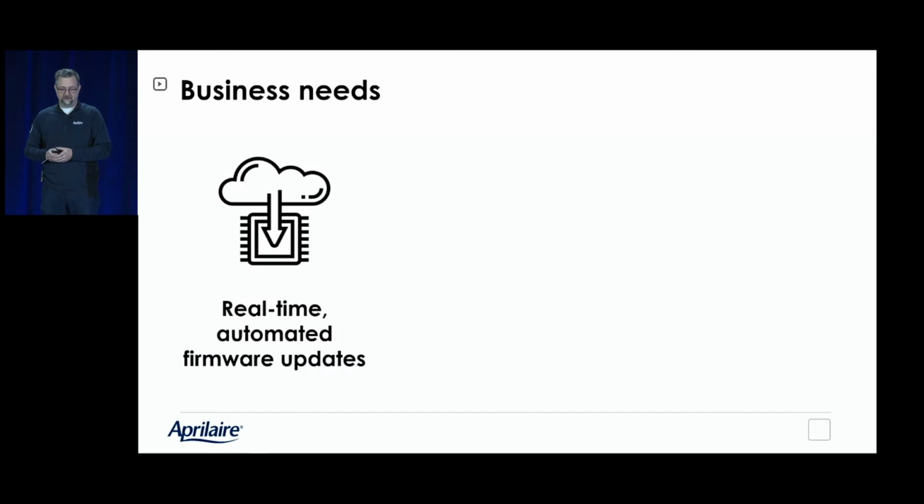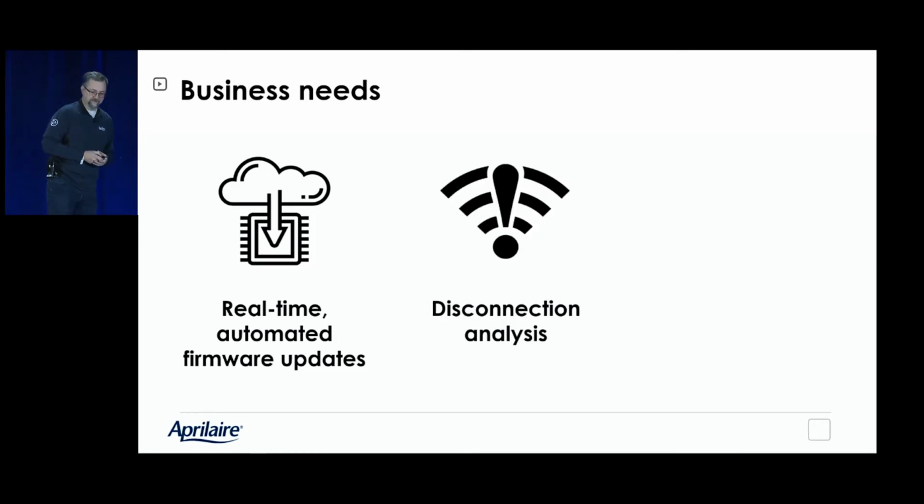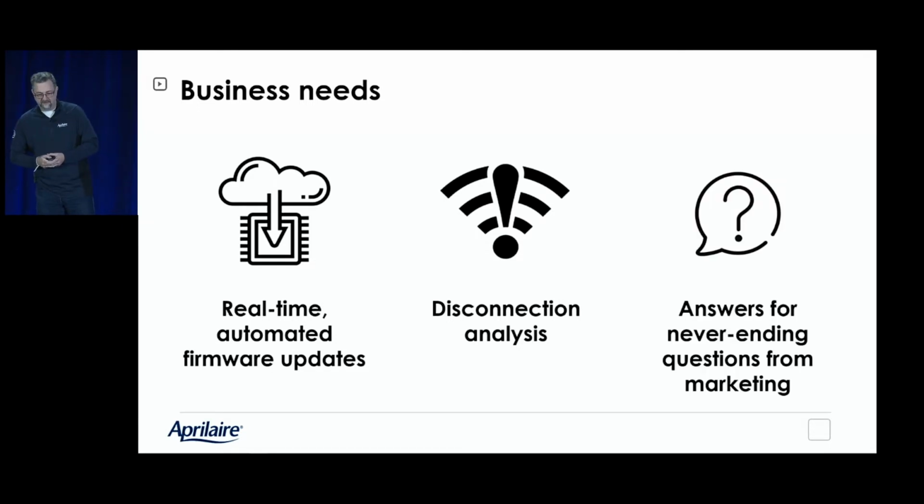So starting off from the business needs perspective, we do need real-time automated firmware updates. That's very important for us. We need disconnection analysis, and we always want our devices to be on as much as possible, of course, for the homeowner. And then finally, those darn marketers, right? Product managers are always asking us questions about how our devices are being used, and so we want to be able to answer those questions quickly and thoroughly.